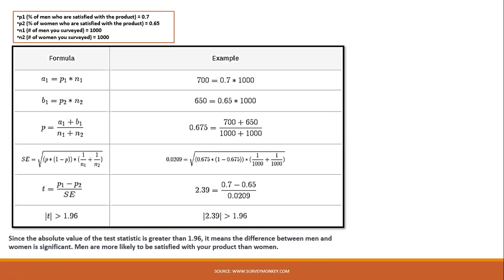Okay, if the result of the calculations here is greater than 1.96, then there is a significant difference between the men and the women. If it is less than 1.96, there's no statistical significance. It's not a big deal. But if it is greater than 1.96, then it is significant. Why is it significant? That's something you'll have to do further research on, maybe open-ended questions.